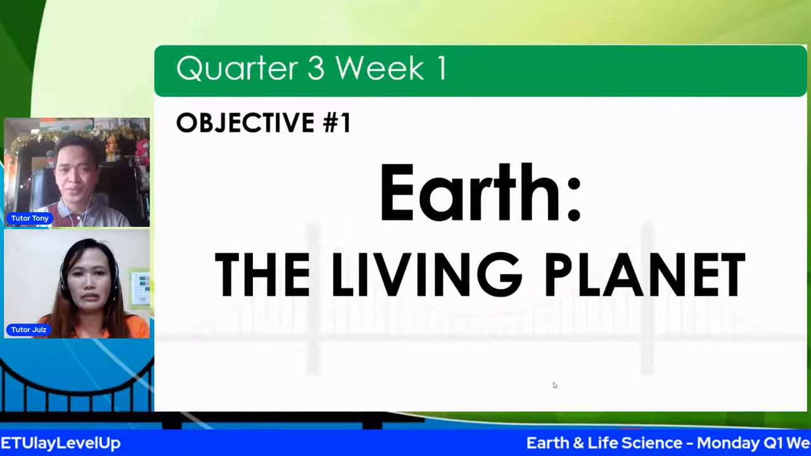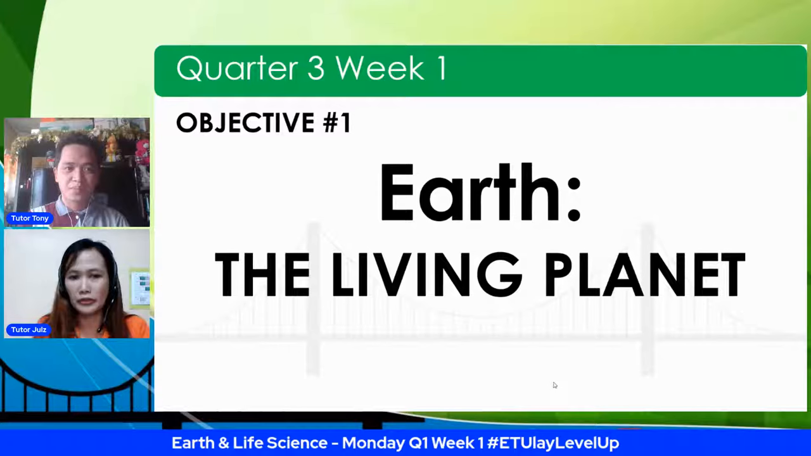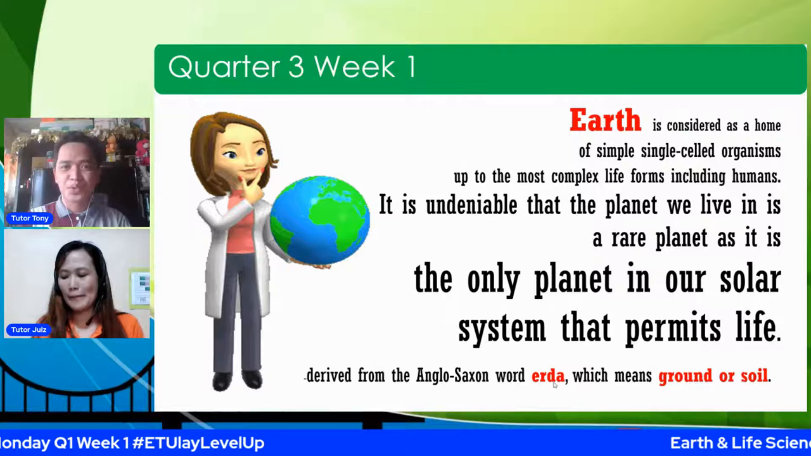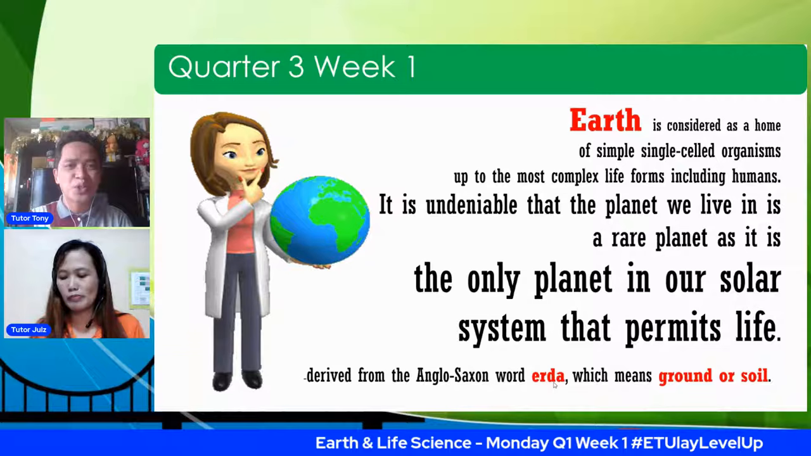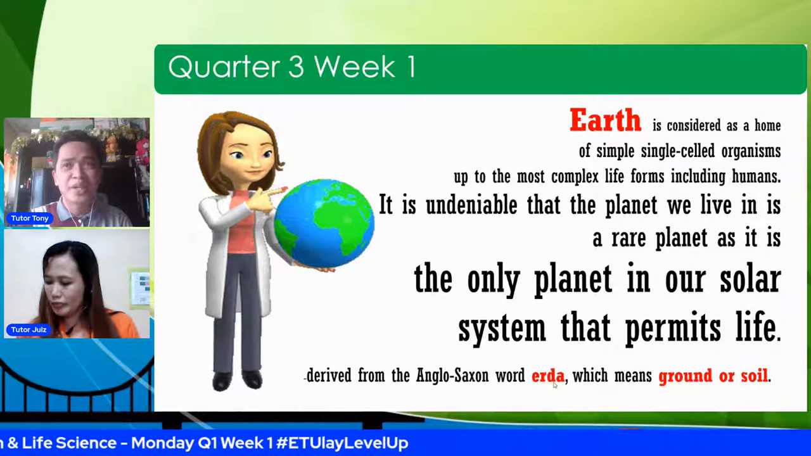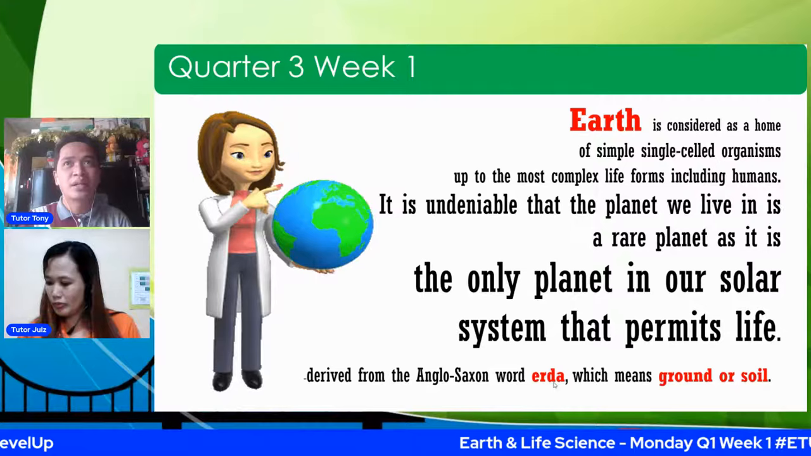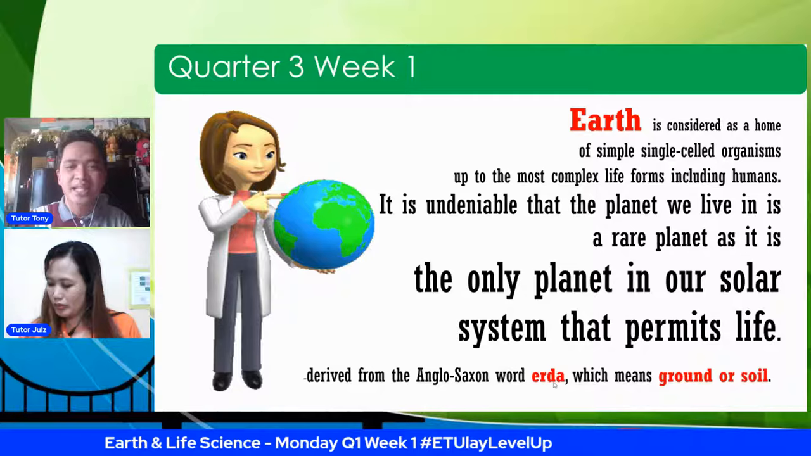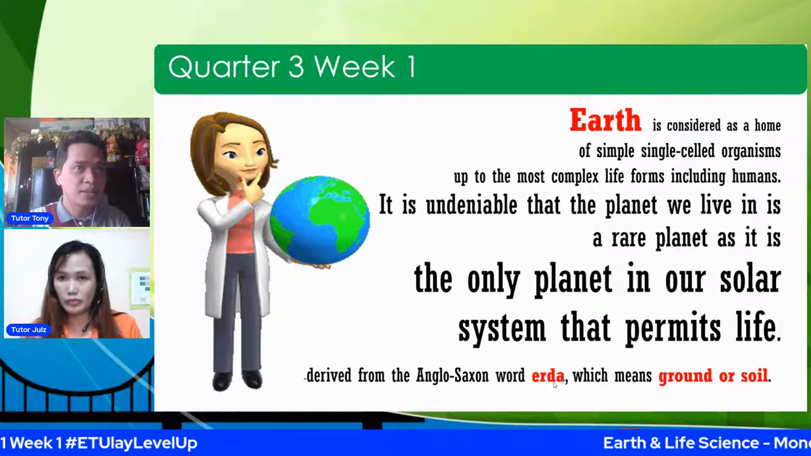I think we're now ready for objective number one, about the uniqueness of planet Earth. Earth, the living planet. Maybe we can ask our senior high school learners, among the planets in our solar system, why is it only on Earth that life exists? Some scientists propose that other life forms exist, but particularly in our solar system, why only Earth? What are the different factors that make our planet habitable?